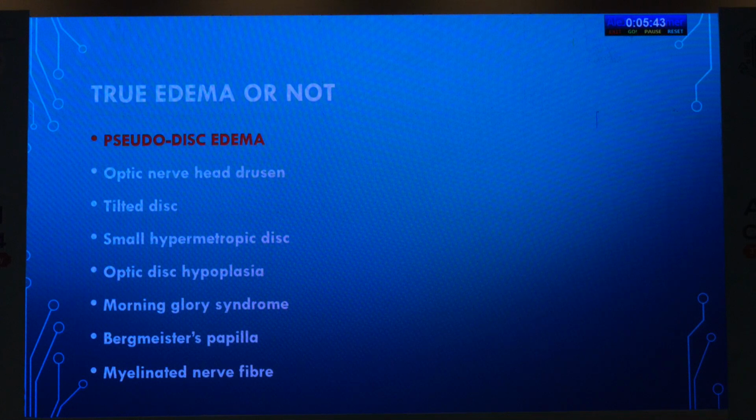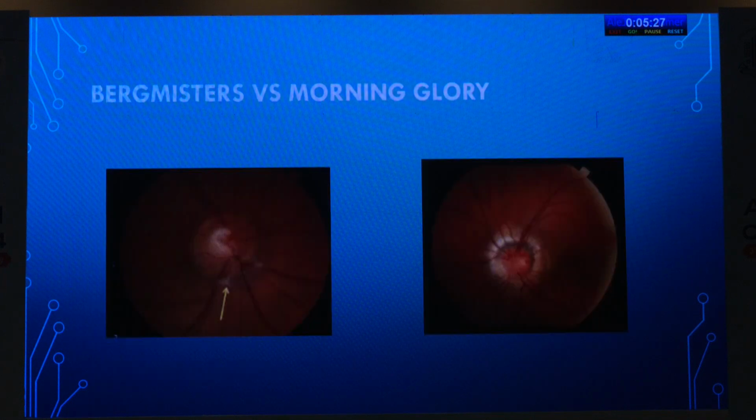The most important pseudo disc edemas are optic nerve head drusen, which is more common, tilted disc, small hypermetropic disc, optic disc hypoplasia, and other things like morning glory syndrome, Bergmeister's papilla and myelinated nerve fibers. Bergmeister's papilla and morning glory are congenital. Bergmeister's papilla is usually asymptomatic with good vision and accidentally diagnosed, and morning glory is mostly associated with squint, low vision, nystagmus and the like.